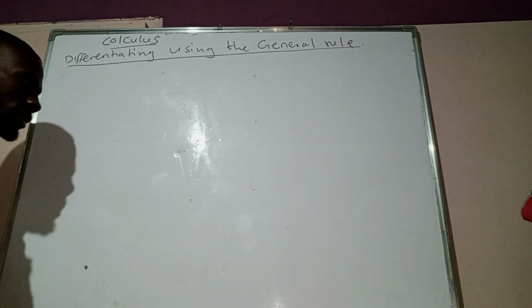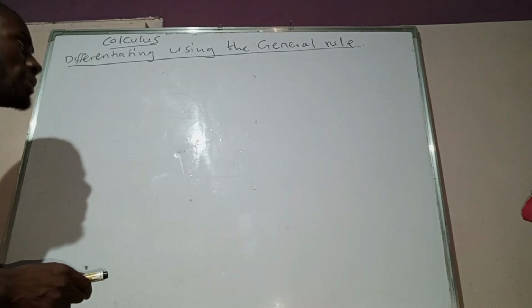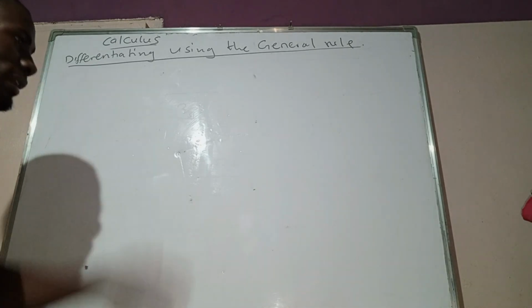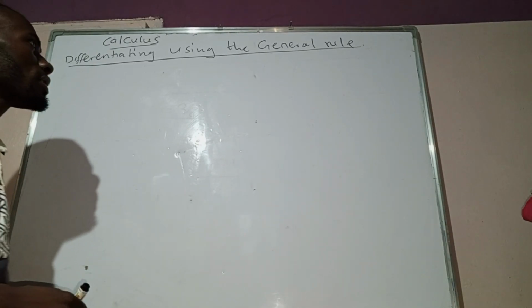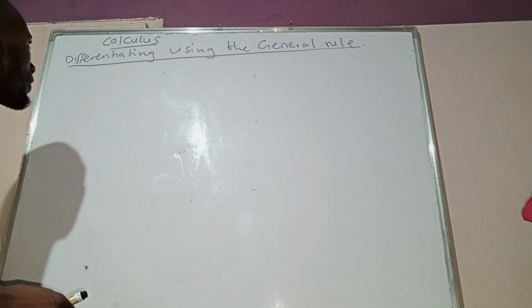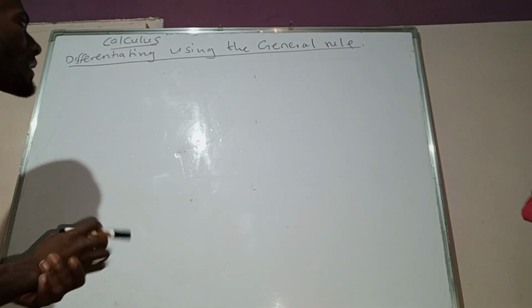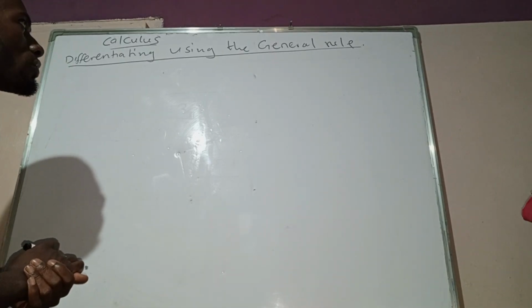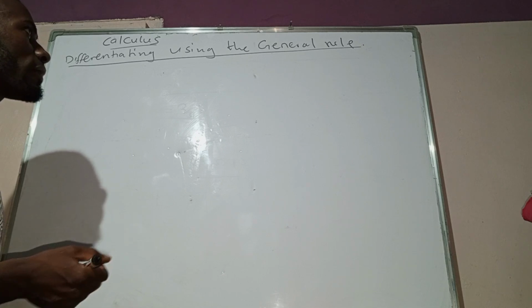Welcome to the second lesson, in which we are going to look at differentiating using the general formula, the general rule. In the first one we looked at differentiating using the first principle, and now we are going to look at differentiating using the general rule. As I said earlier, differentiation using the first principle, to some extent, you might fail to use it because of the nature of the equations that may follow.